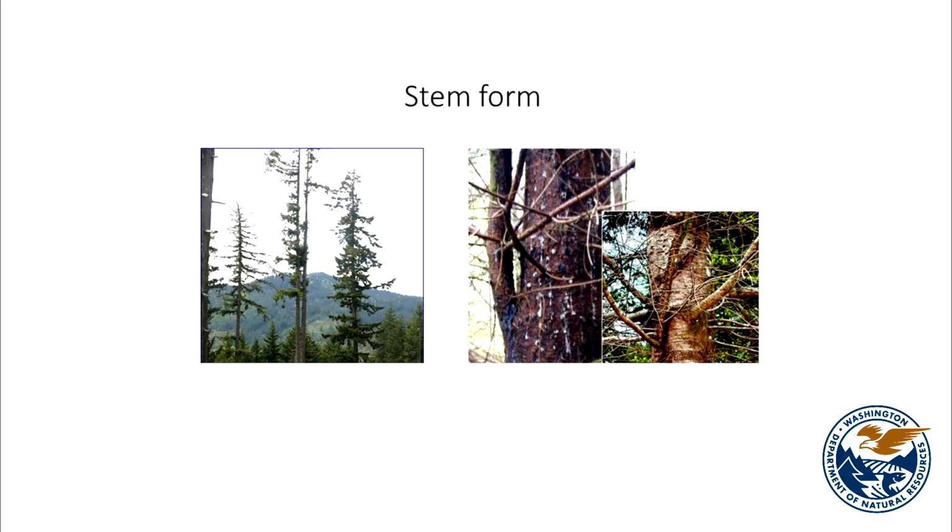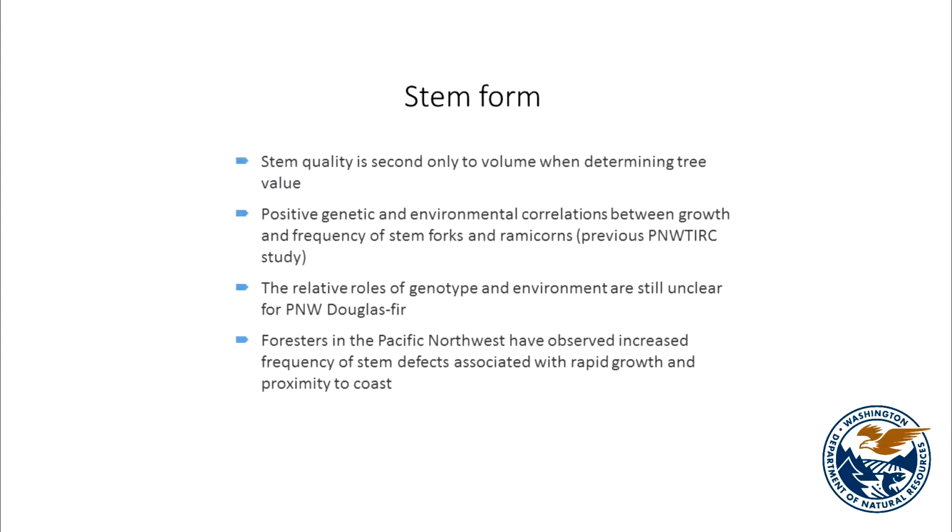And like I said, stem form does have an impact on tree value. There was a case study done a little while ago that showed positive genetic and environmental correlations between growth and frequency of forks and ramicorn branches. So we were seeing more stem defects on the faster growing plantation. But across the Pacific Northwest, the relative roles of the genotype and environment were still a little unclear. And a lot of foresters were coming to us and saying that they were seeing an increase of stem defects associated with rapid growth and the proximity to the coast.